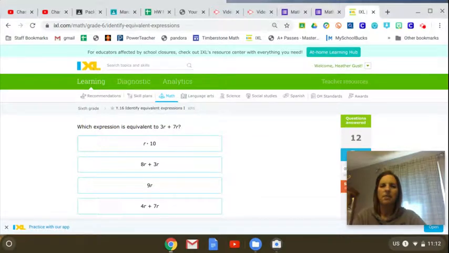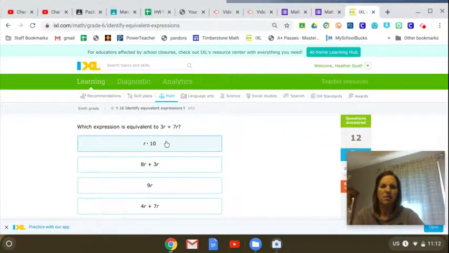This one is something we haven't run into yet either. We have 3r plus 7r. Since both the terms are alike, I can add 3 plus 7 together to get 10, and that would give me 10r, but I don't have 10r as a choice.